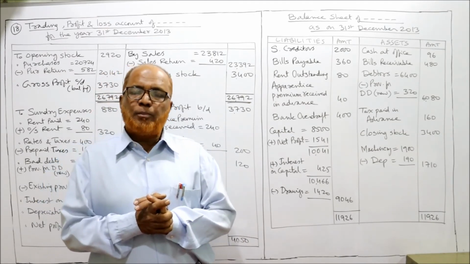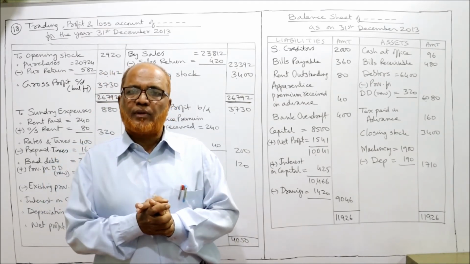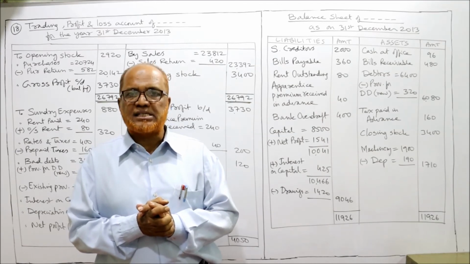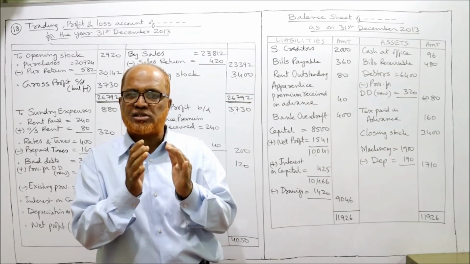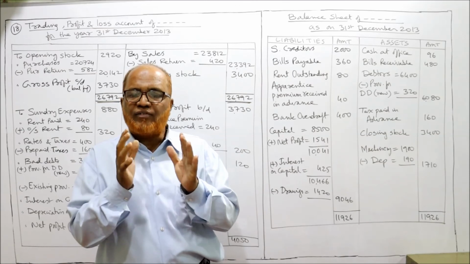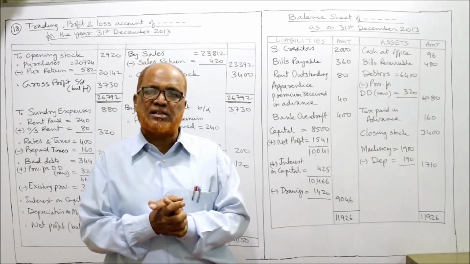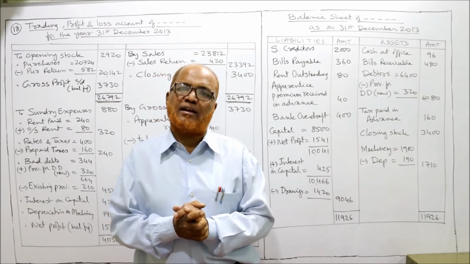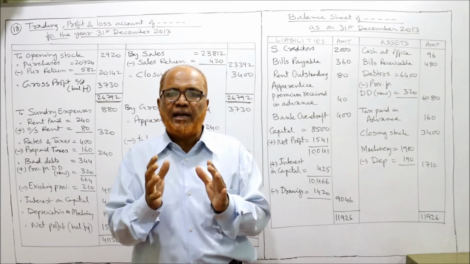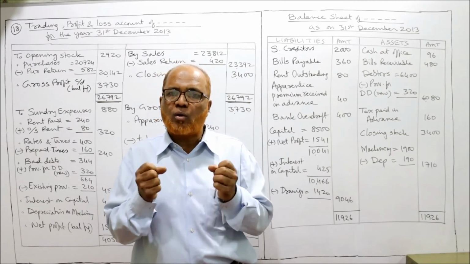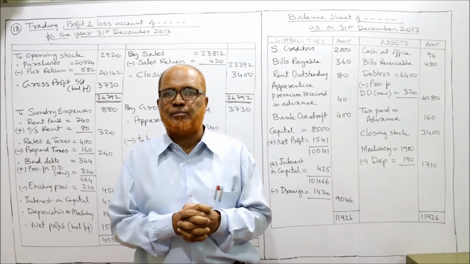Totally 18 main problems we have solved on final accounts of sole trading concern, preparing the trading account, profit and loss account, balance sheet. So after completing 18 problems, definitely you can get a good grasp on the subject, on the topic of final accounts. So boldly you can face the examination. You are confident regarding how to treat the items.